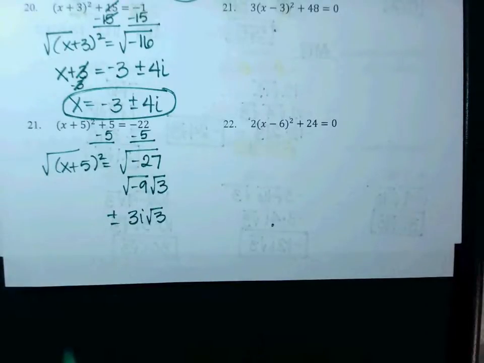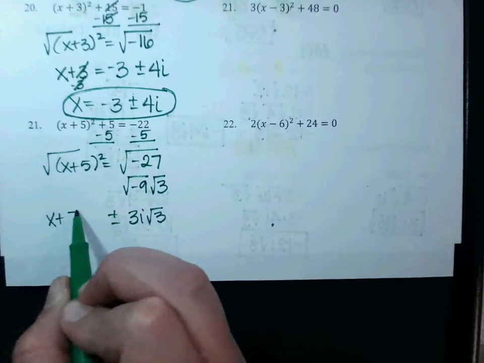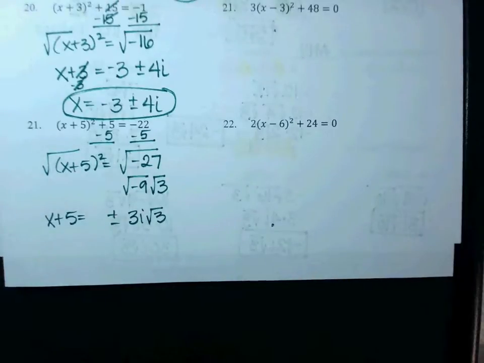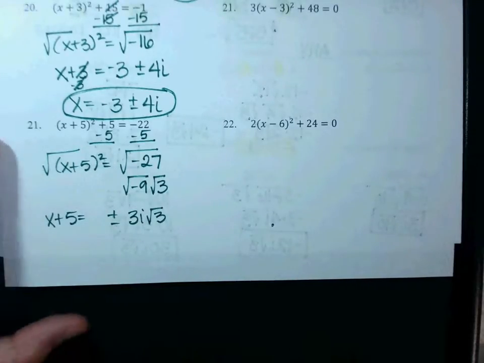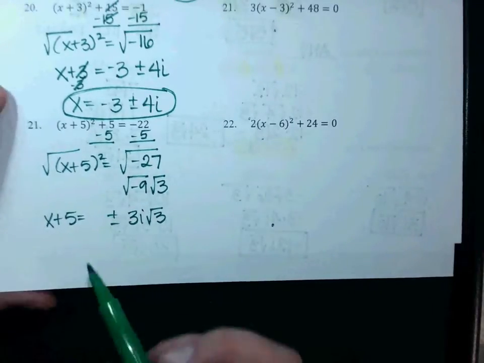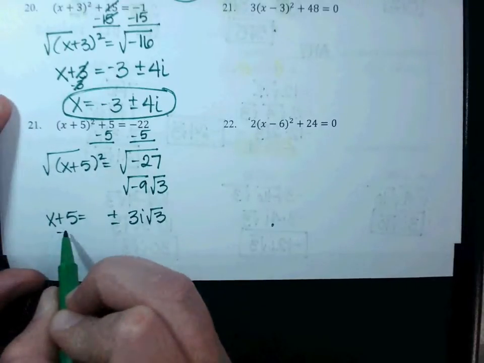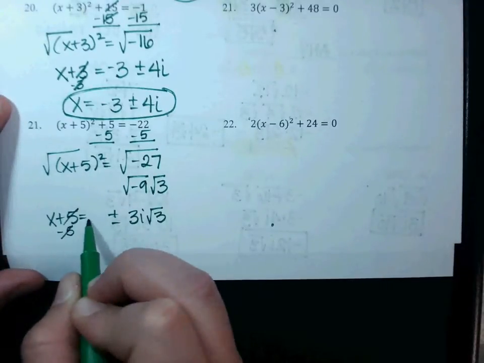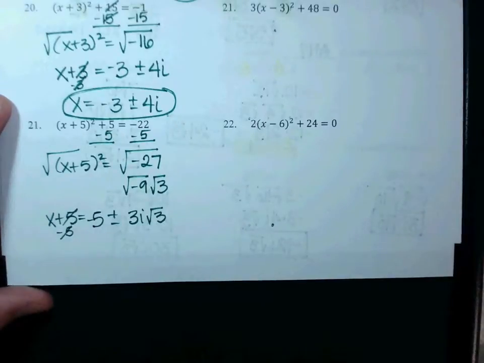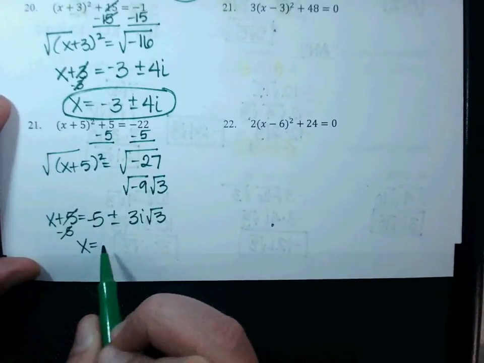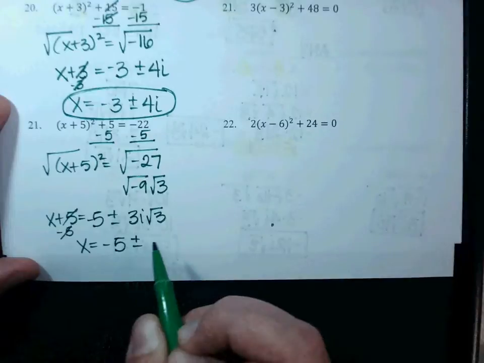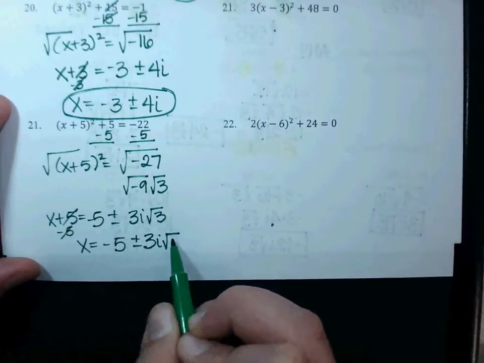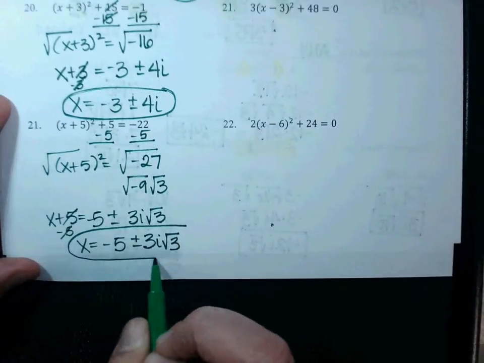Then from there, if this is an x plus 5 over here, then what would I have to do to get rid of that plus 5? Minus it. And you just write it right here in the front. So I'd minus 5 here, and I'd minus 5 here. So your answer would be x equals negative 5 plus or minus 3i root 3. Okay?